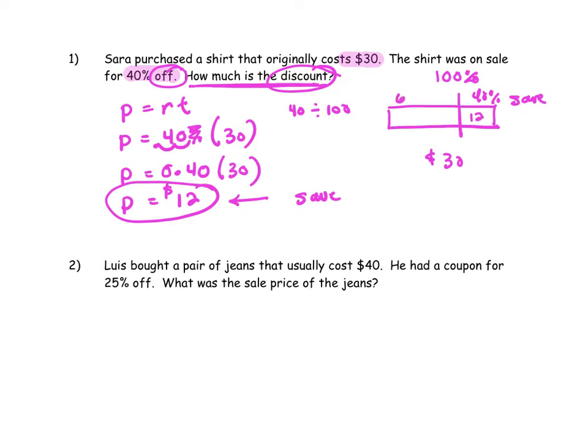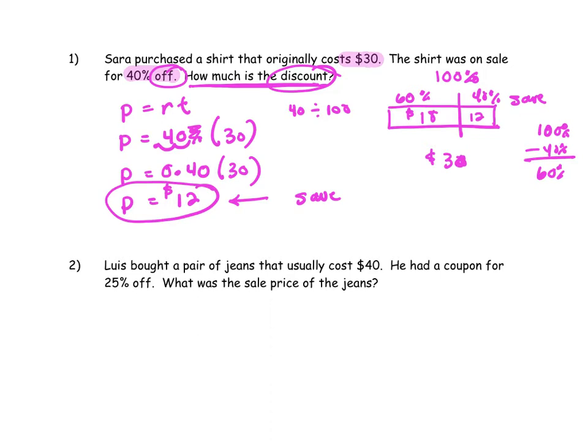If they ask us how much we're going to pay, well, we're going to pay 60%, and here's how we get this: 100% minus the 40% that we're saving equals 60%. So now you do have enough information to figure out how much we're going to pay, the sale price. If you wanted to, you could take 30 minus 12, and that would give you 18. There's also another way to figure that out.